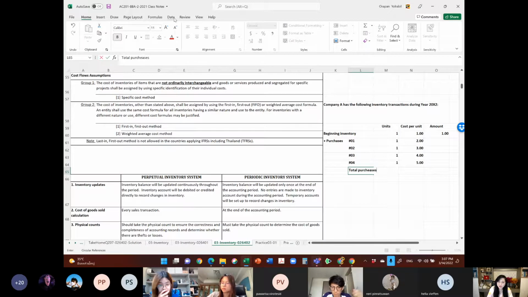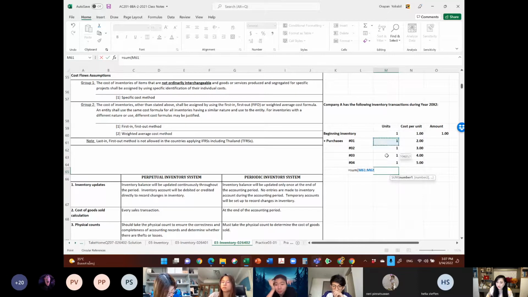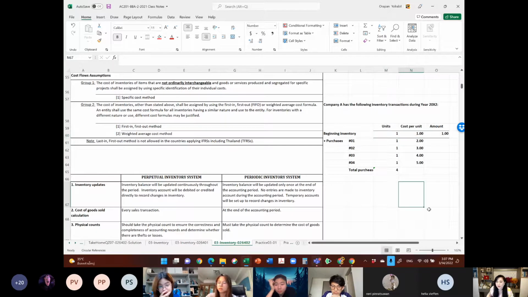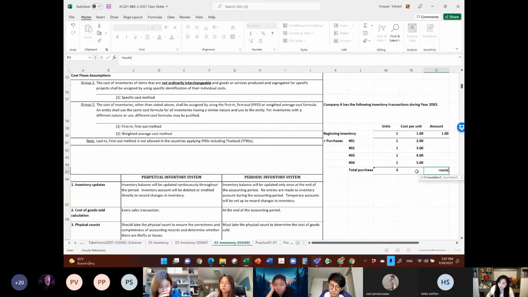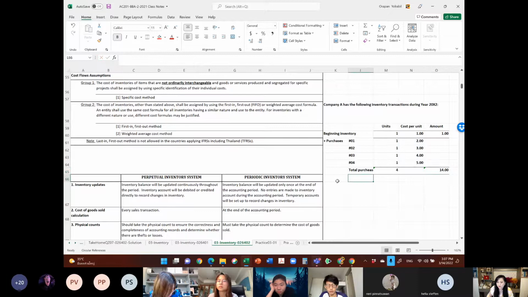So what is the total purchases then? All in all, you have purchased 4 units of product. This is beginning inventory. How much is that? You take 2 baht, add 3 baht, add 4 baht, add 5 baht. So it's 14. After you add the cost of purchases to the beginning inventory, you're going to get cost of goods available for sale.